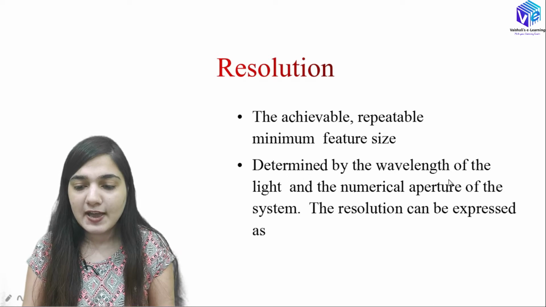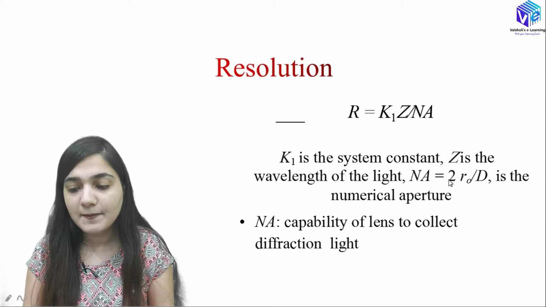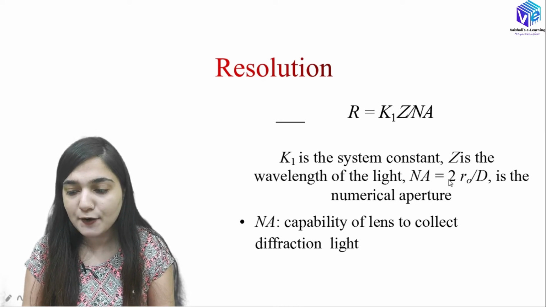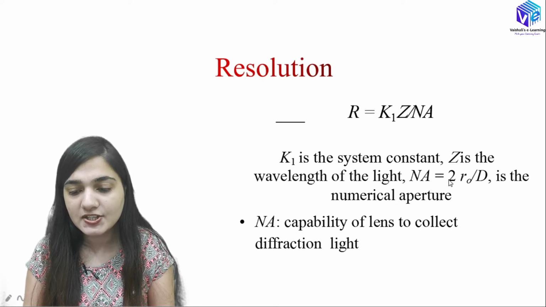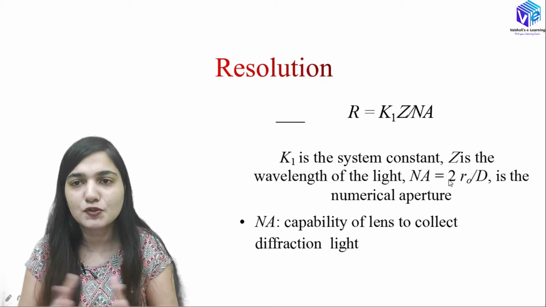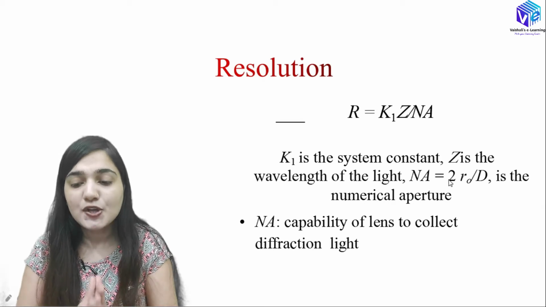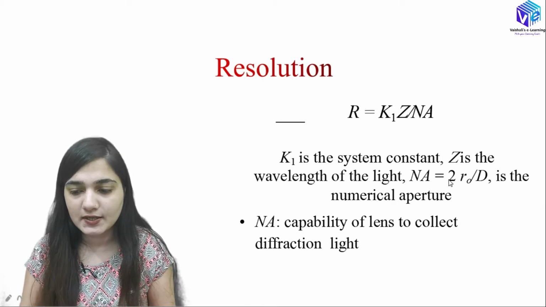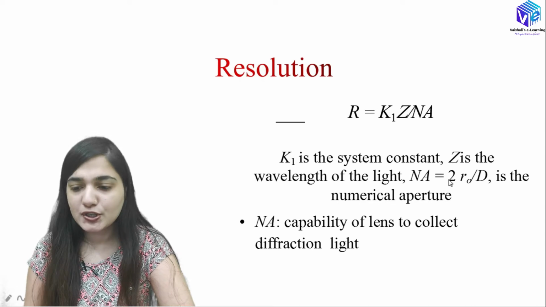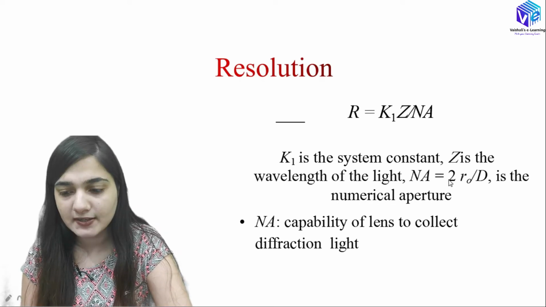The resolution can be expressed as R = K1λ/NA, where NA is the numerical aperture. Now NA is 2R0 upon D. I have already told you the Z is the wavelength of the light; you can see it as lambda also, since most people represent wavelength as lambda. So Z is lambda here. K1 is the system constant. So R is directly proportional to lambda, and R is inversely proportional to the numerical aperture.